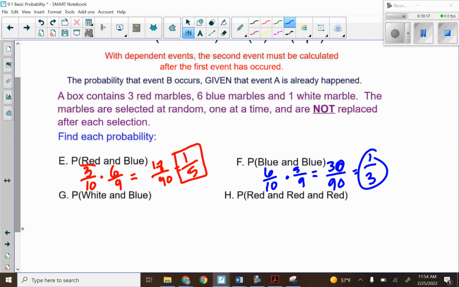So now we have the probability of a white then a blue marble. So 1 out of 10 for our white, times 6 blue marbles, but I have that 1 white marble, so there's only 9 left. So 1 times 6 is 6, 10 times 9 is 90. This is going to equal 1 out of 15.